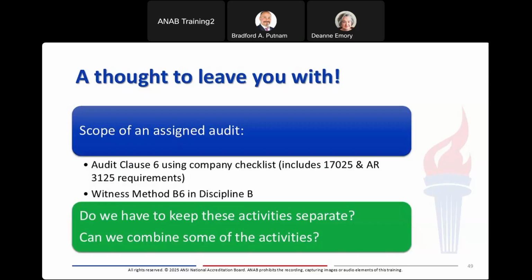Let's say you were assigned an audit in clause 6 of ISO 17025 and AR 3125. So that's the resource requirements. And you are also assigned to witness method B6 of discipline B. And you are competent to witness the method. It is perfectly acceptable to keep your management audit separate from your technical or witnessing audit. You can do it at 2 separate times. But could they be combined?